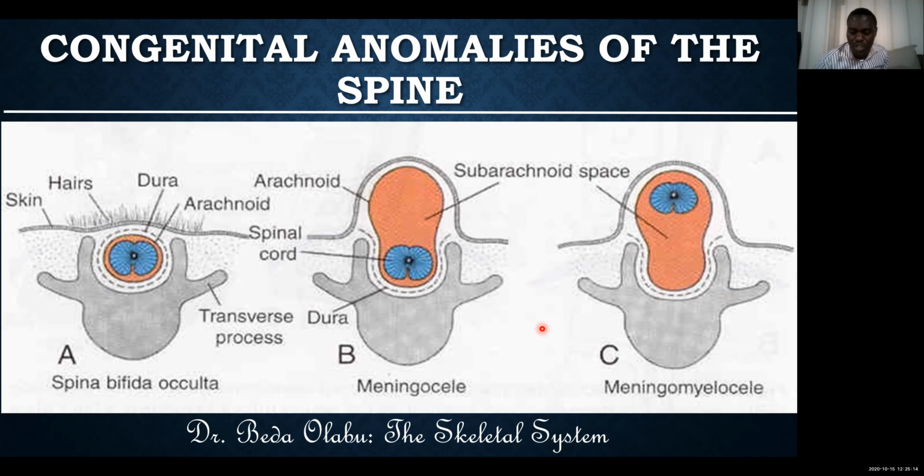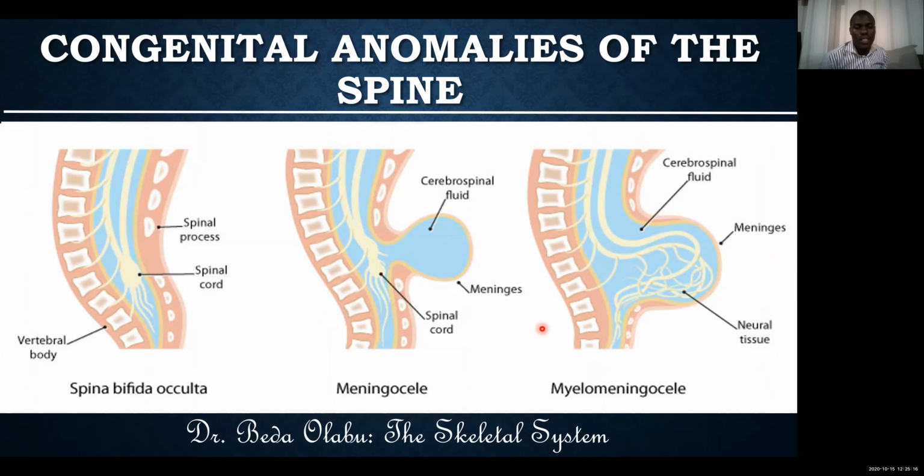You did this under neural tube defects. So this is showing you spina bifida occulta. There's a defect, but there's no swelling. Cystica, this is meningocele, this is myelomeningocele.